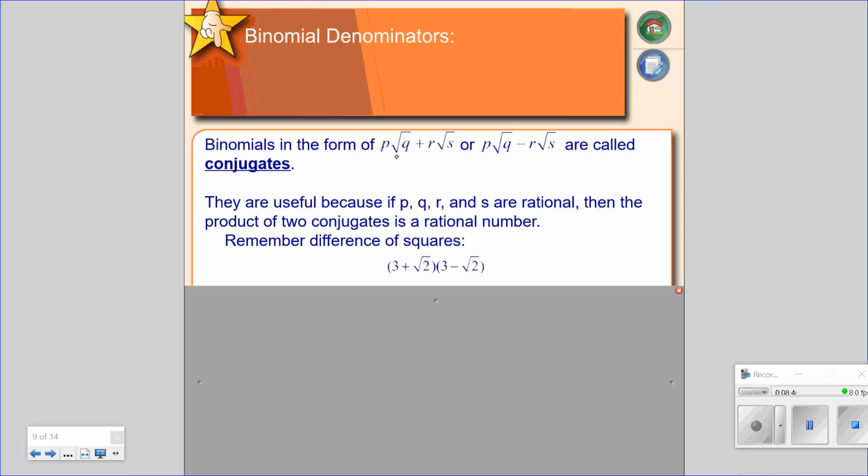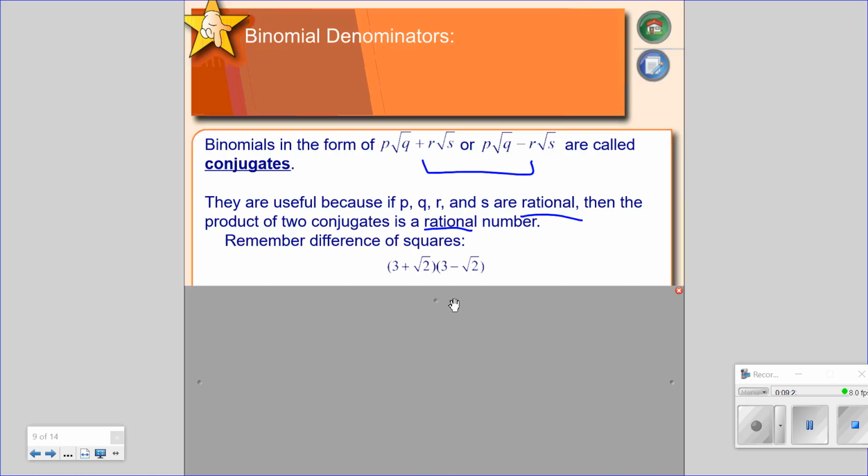So binomials in the form of p root q plus r root s or p root q minus r root s are called conjugates. And they are useful because if p, q, r, and s, so whatever these numbers are, are rational, then the product of their two conjugates will be a rational number. So what this means is that when we multiply these expressions together, we will not get a square root in our answer. We will not have any expression left under a radical, which is going to be really convenient for getting rid of radicals in the denominator.